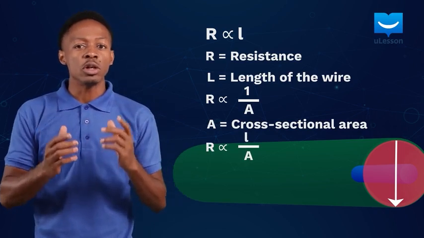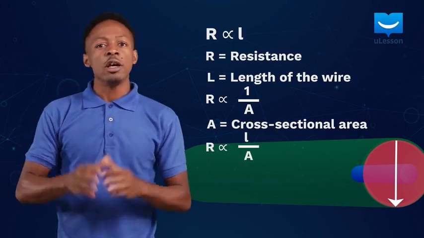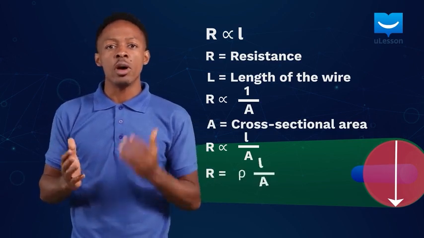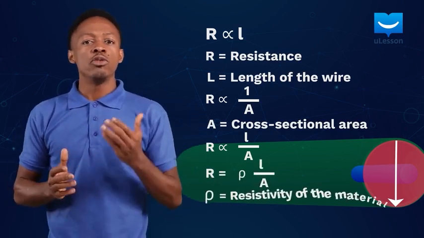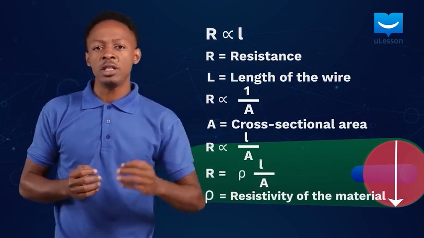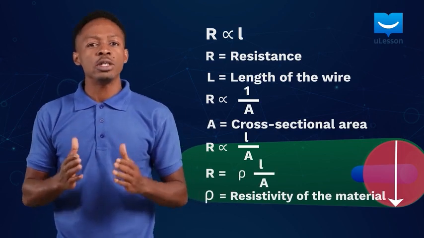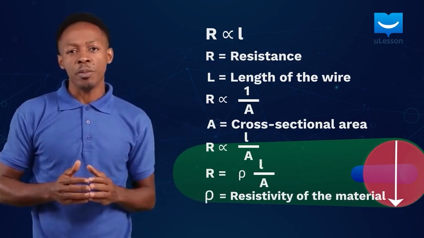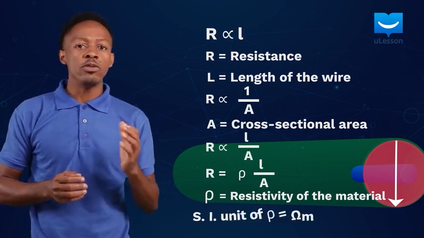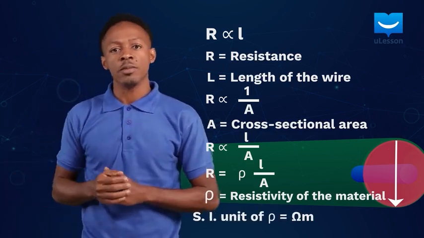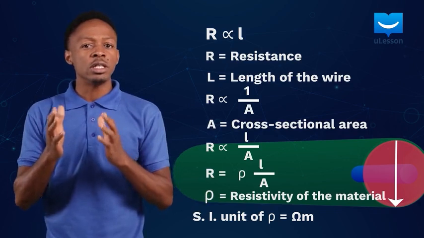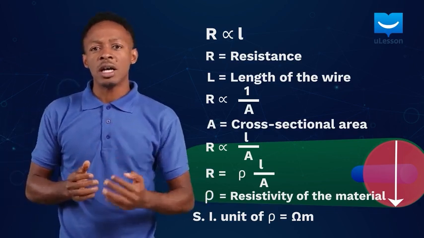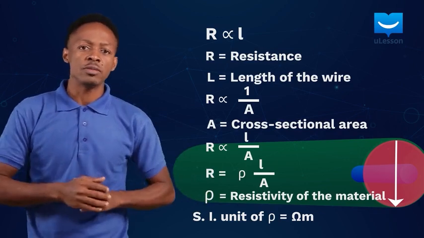Now we can introduce a constant of proportionality. If we call our constant rho, the relation becomes R equals rho L over A. Rho is known as the resistivity of the material and depends on the exact kind of material the wire is made from. The SI unit of rho is ohm meter. The greater the resistivity of the material, the poorer its ability to act as a conductor of electricity.